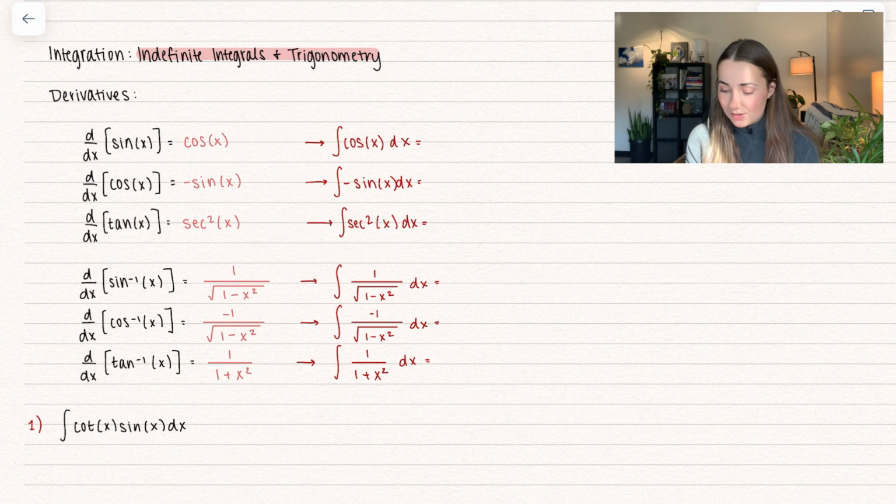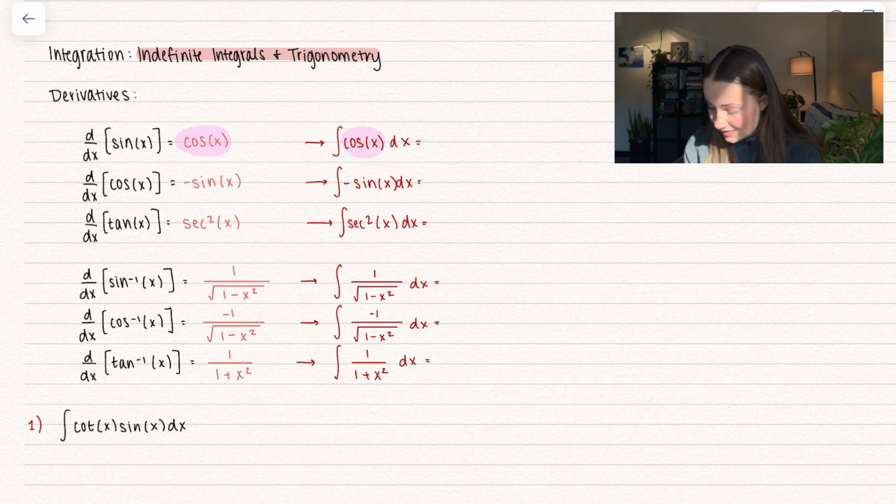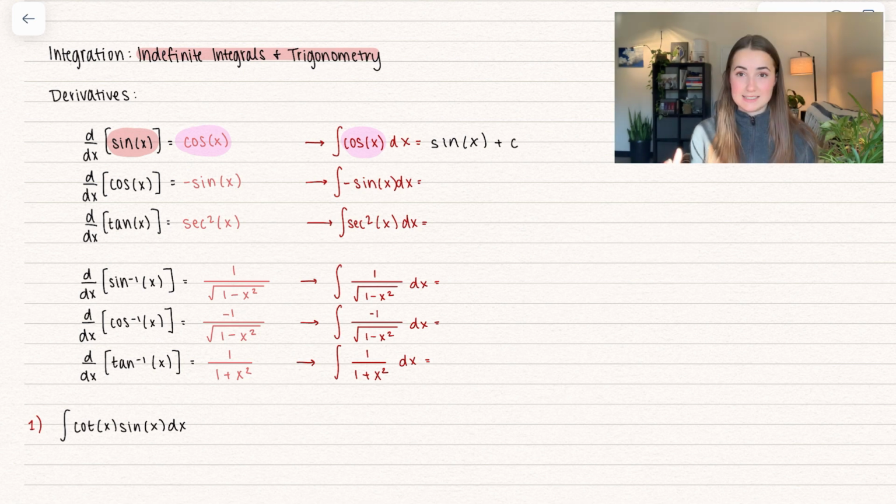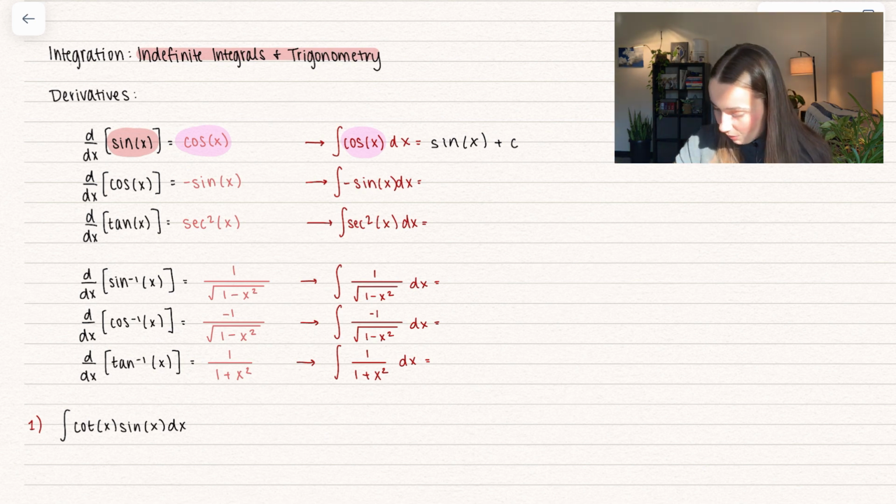So if the derivative of sine is cosine, then what we do is we switch the values. So now we're going to go ahead and take the antiderivative of cosine, and our solution is going to be what we took the derivative of. So this is going to equal sine of x. But don't forget, we have to add on some constant c because the derivative of a constant is 0. So this process follows for all of these values. So I'm going to go ahead and fill all these in.